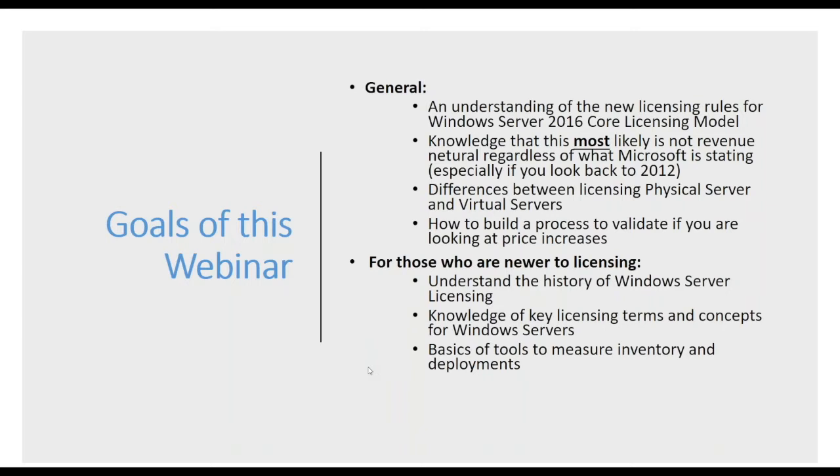We'll talk a little bit about the differences between licensing physical and virtual servers, and then I do want to spend a little bit of time around how to build a process to validate if you're looking at a price increase, how to assign licenses and those sorts of things. So we're going to actually open up a server worksheet that we use here, and I'm going to walk you through and talk a little bit about that.